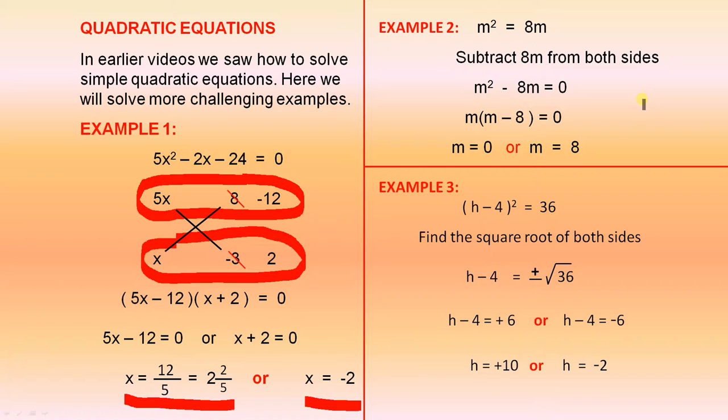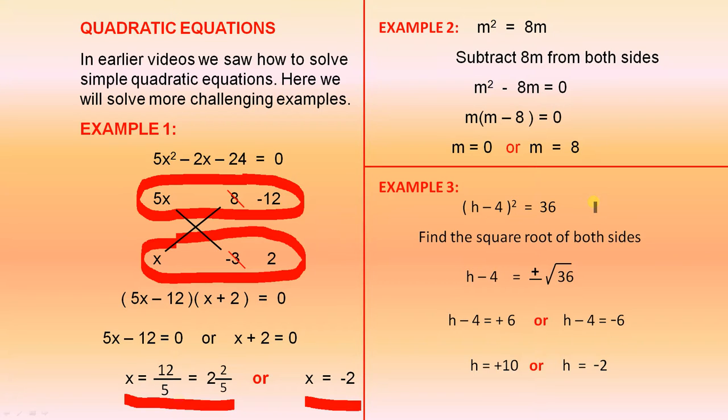Example 2, m squared equals 8m. Subtract 8m from both sides, takes us to this line. Factorise takes us to this line, and it's very easy to see that the solutions are m equals 0 or m equals 8. So the only way that this left hand side can be 0 is if this m equals 0 or if this m equals 8. So either of those are true.